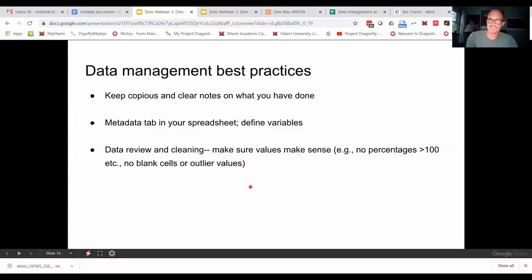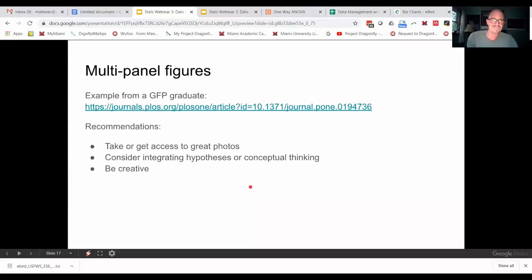and be clear about what you've done, because a year from now, you're going to look back at that spreadsheet and say, what did I do here? So it's good to have that.